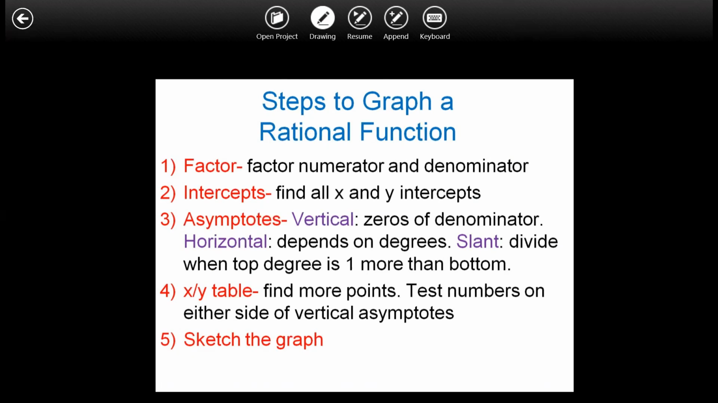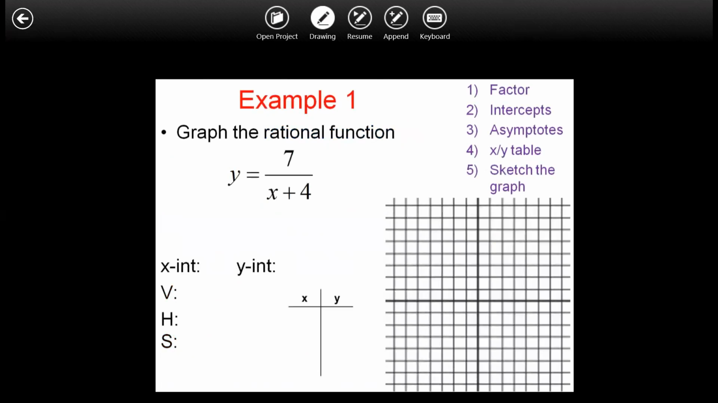Let's look at graphing rational expressions. If we follow this every time, we're going to be able to graph this pretty accurately. So let's take a look at this one. Copy down that problem on your paper. I've given you graph paper to show what it's going to look like.